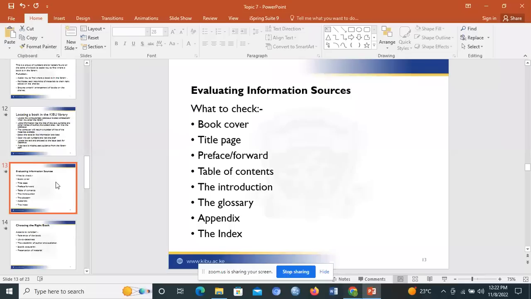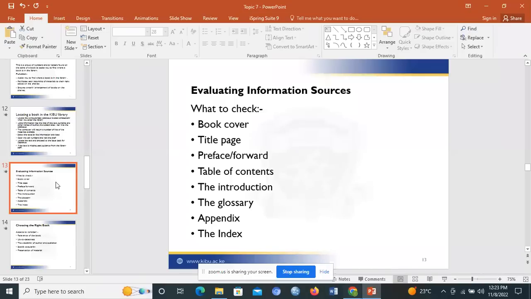Now, how do you know which source or which material is good for you? There are a number of things that can guide you or places where you can check. Number one, check the book cover. The book cover is rich in terms of information. It will have the blurb at the back of the book. This is a kind of summary of what the book contains.